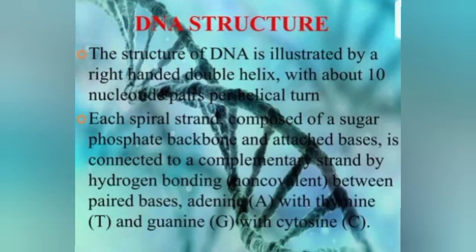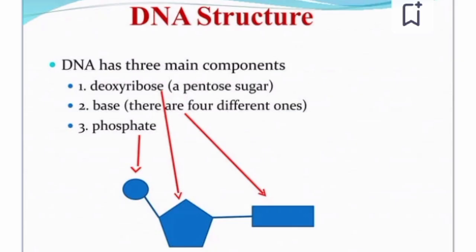Now the DNA structure. DNA is a right-handed double helix structure. If you see a DNA, it turns to the right side, right? When you draw it also, you turn the DNA to the right side. In the picture behind, you can also see that it turns to the right. It is a right-handed double helix, and it consists of 10 nucleotide pairs per turn. DNA consists of sugar, phosphate, and bases.